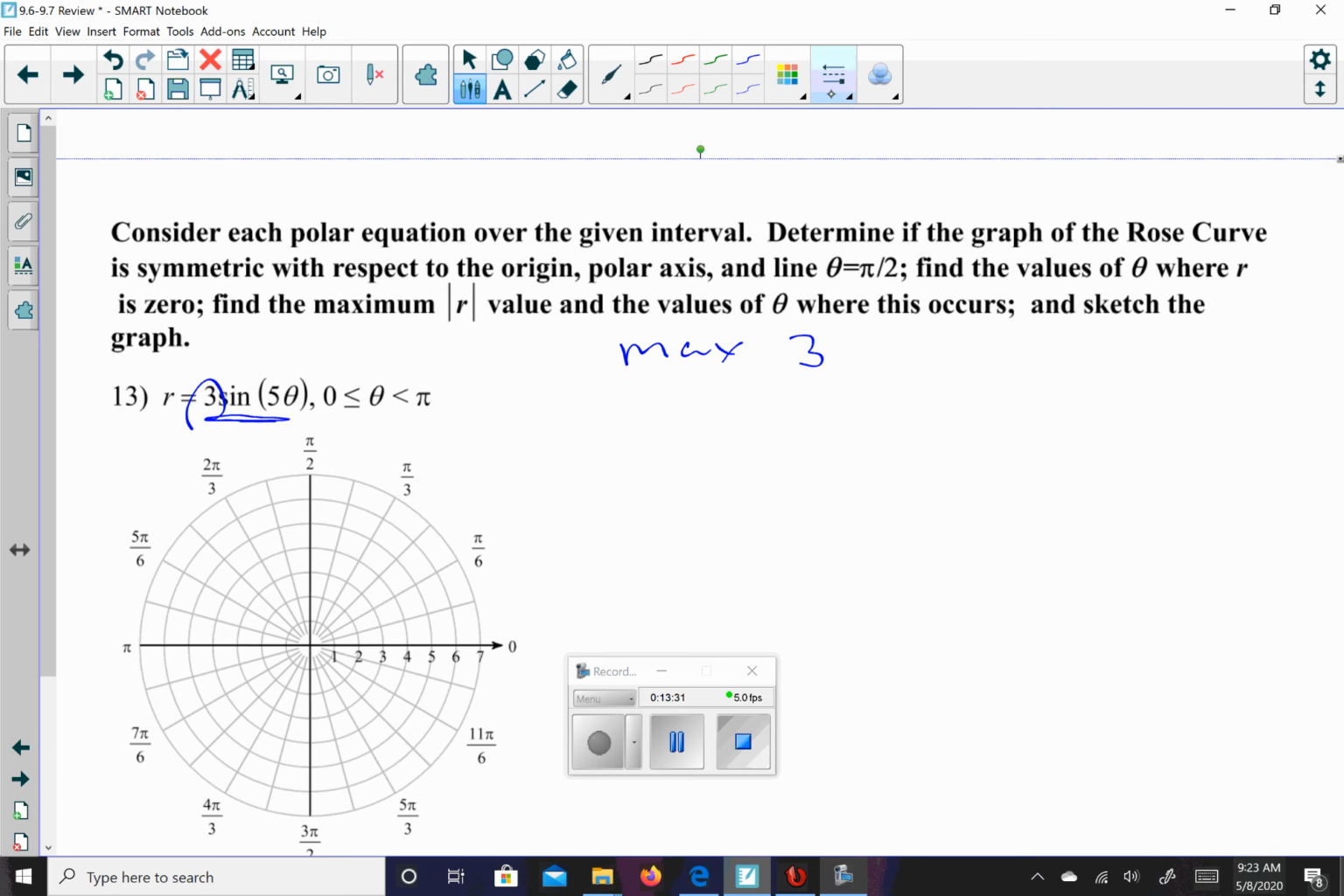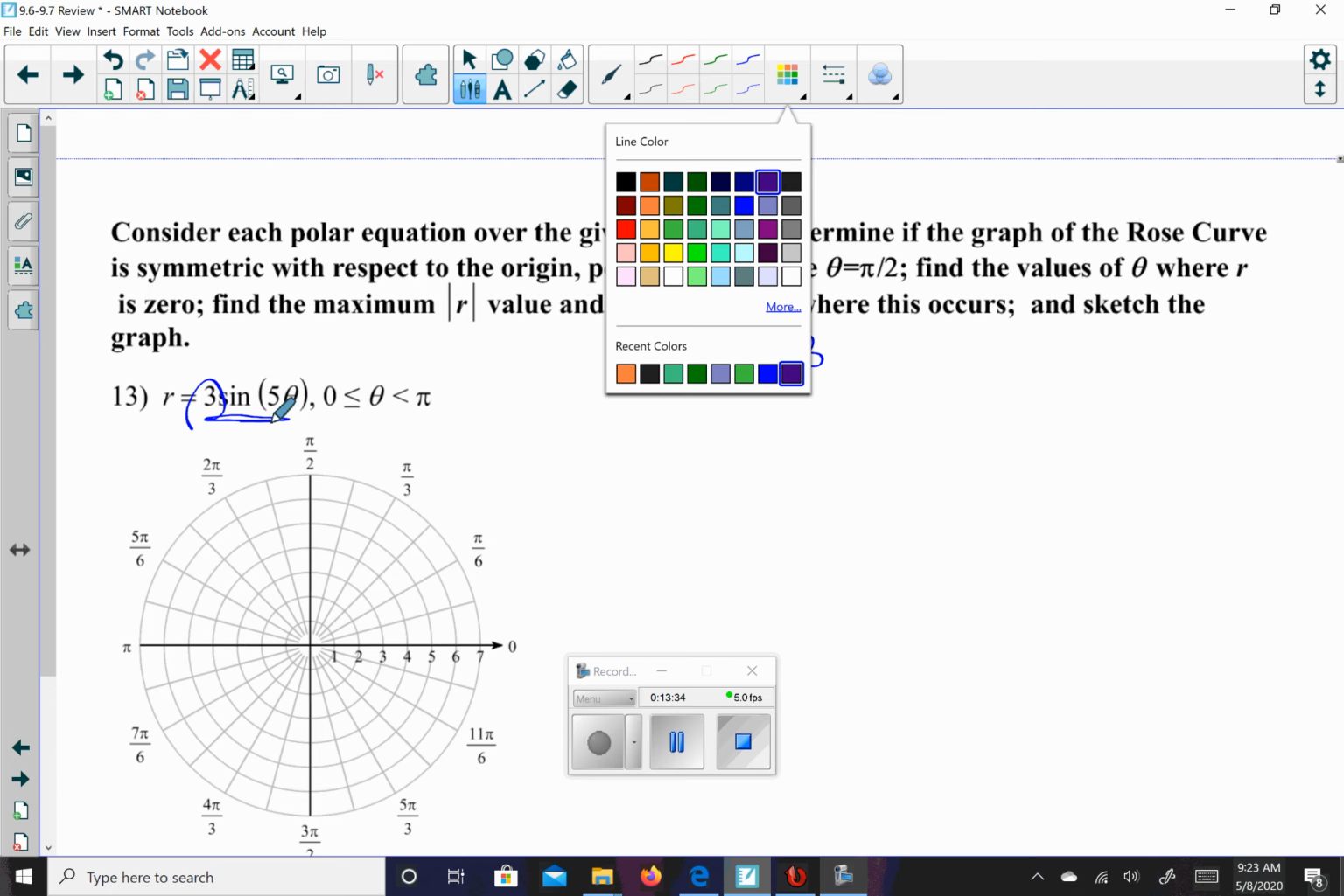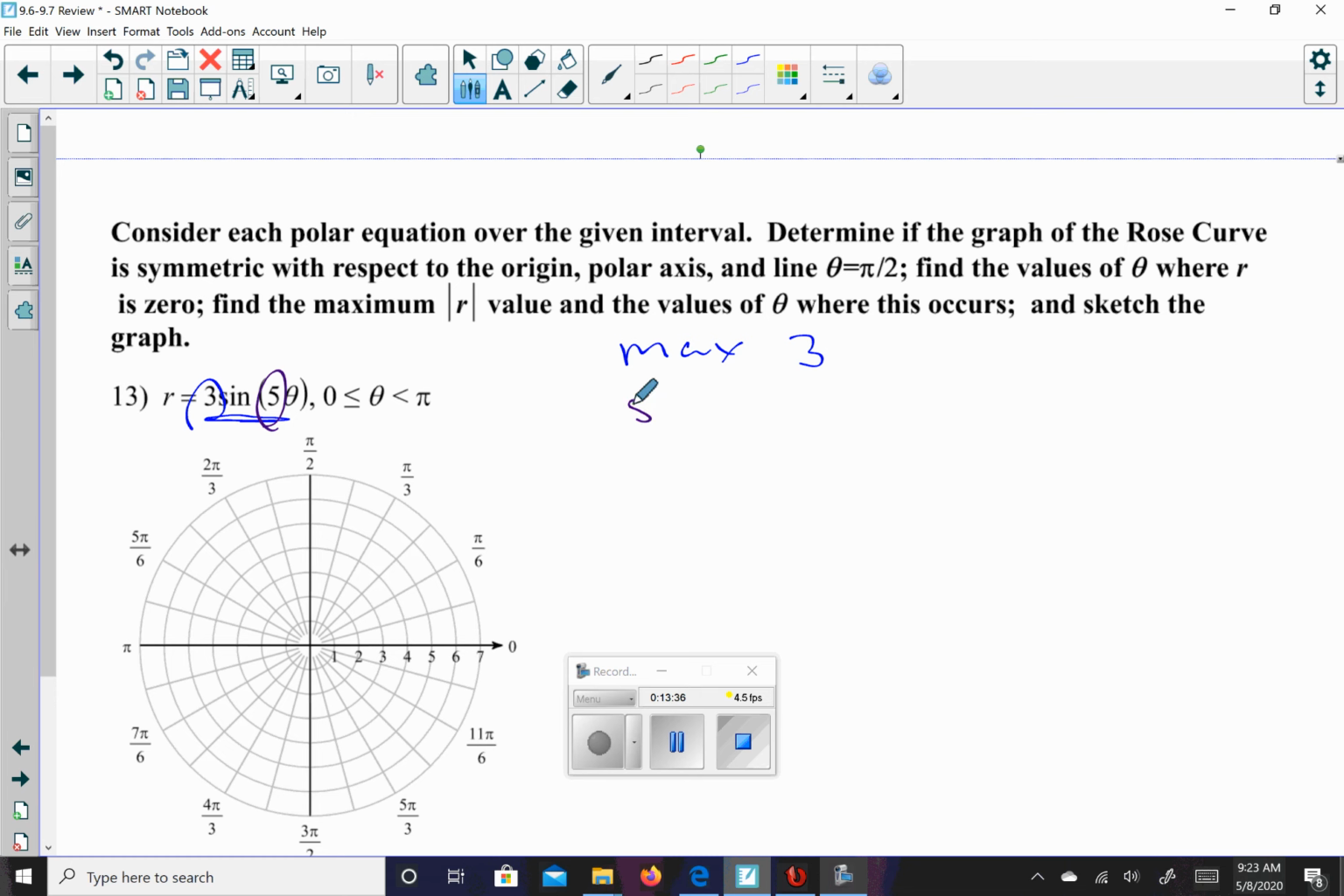Then this 5 is odd. So since it's odd, that tells me that there are going to be 5 petals to make this graph. And then I can take 2 pi and divide it by 5, and that tells me how far apart each of the petals are. If you want to do degrees instead, because some people like working in degrees better, that's going to be about 72 degrees apart. I just took 360 and divided by 5, whatever makes you happier.